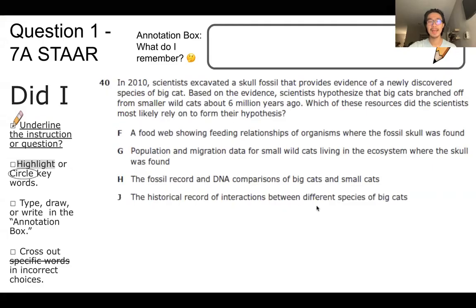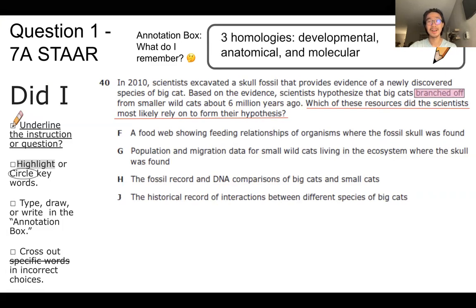Let's practice. Let's put an underline under the question. So we have a question mark. We can identify the question. Now, we heard the word branch off. To investigate how organisms branched off, scientists use something called homologies. Three types of homology: developmental, anatomical, and molecular.